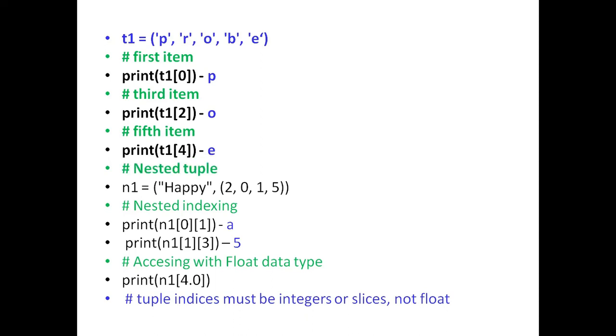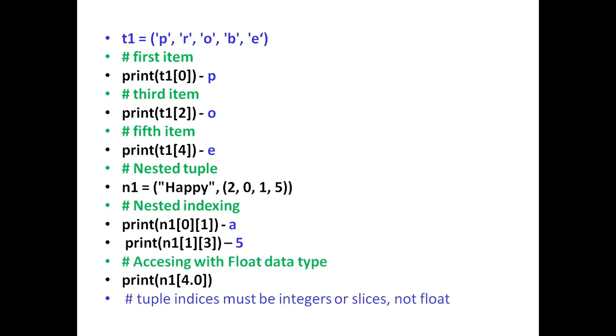Nested tuples are defined as n1 equal to happy and a tuple. Happy is a string. To print from the nested tuple with nested indexing, we will use print n1 0, 1, which will print a, since the first element is happy and the first element from it is a. If we print n1 with 1, 3, it will print 5, since the second element is the tuple 2, 0, 1, 5 and the third element from this tuple is 5. If we try to access an element with a float data type, it will give the error: tuple indices must be integer or slices, not float.